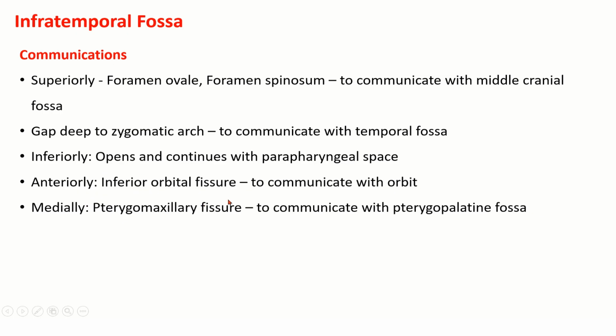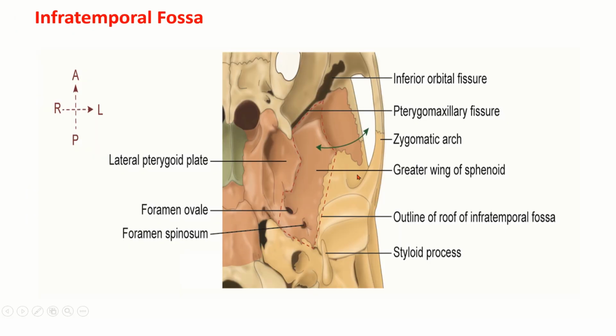Anteriorly, through the inferior orbital fissure, the infratemporal fossa communicates with the orbit, and medially, through the pterygomaxillary fissure, the infratemporal fossa communicates with the pterygopalatine fossa. You can see here, the infratemporal fossa anteriorly communicating with the orbit through the inferior orbital fissure, and medially communicating with the pterygopalatine fossa through the pterygomaxillary fissure.